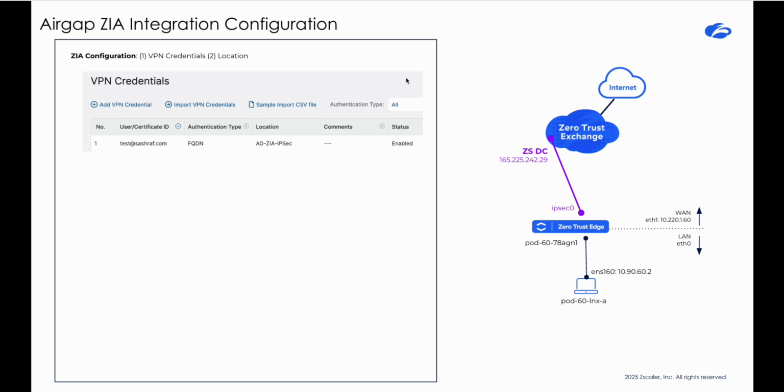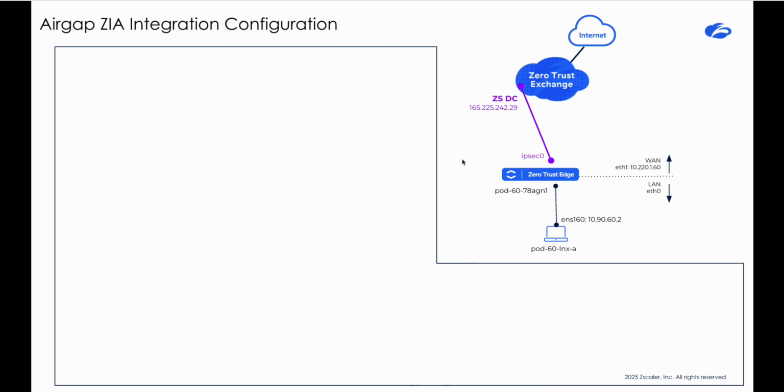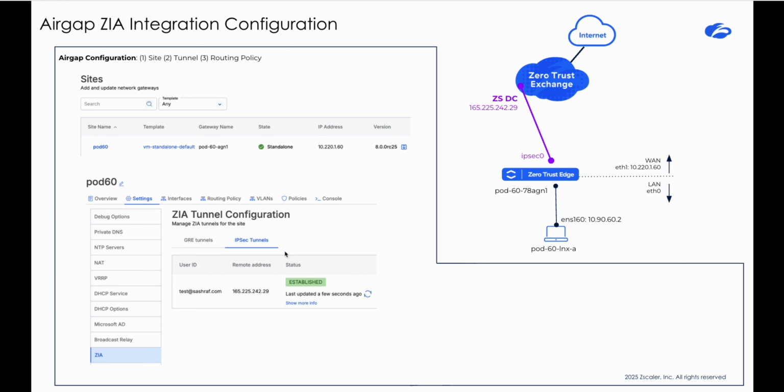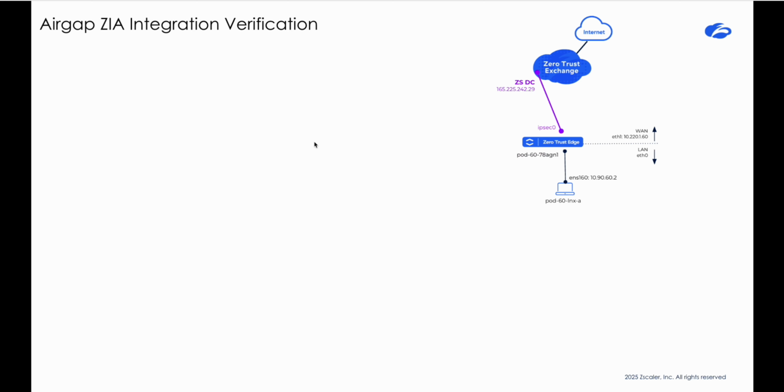So I have created the VPN credentials on the ZIA side, and then we configure a location that uses the VPN credentials, which identify the network, and the organization forwards its internet traffic to the Zscaler service through the IPsec tunnel. So this completes the ZIA side of the configuration. On the AirGap side, we have our site with a standalone device segmentation gateway. Then we configure the IPsec tunnel, and finally the routing policy that steers the traffic over the IPsec tunnel.